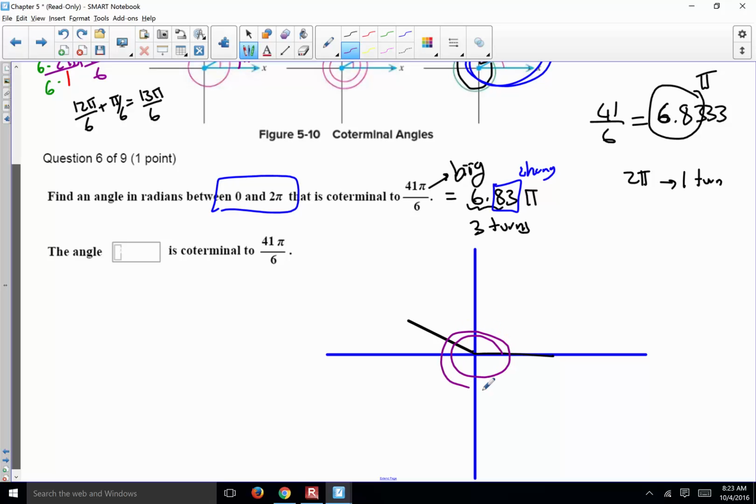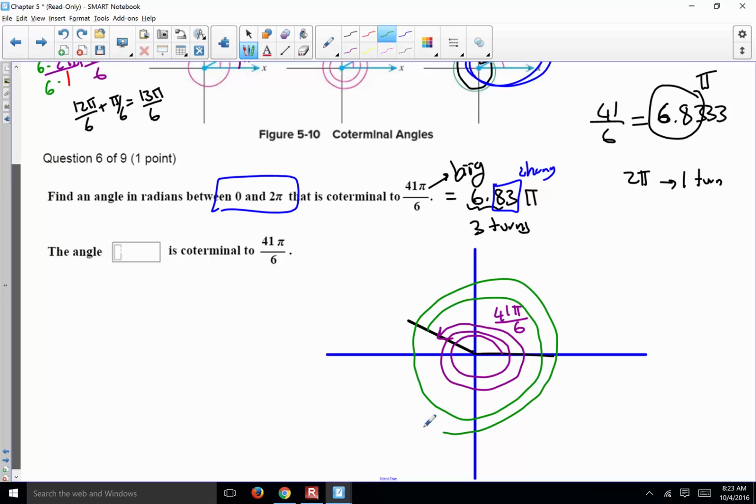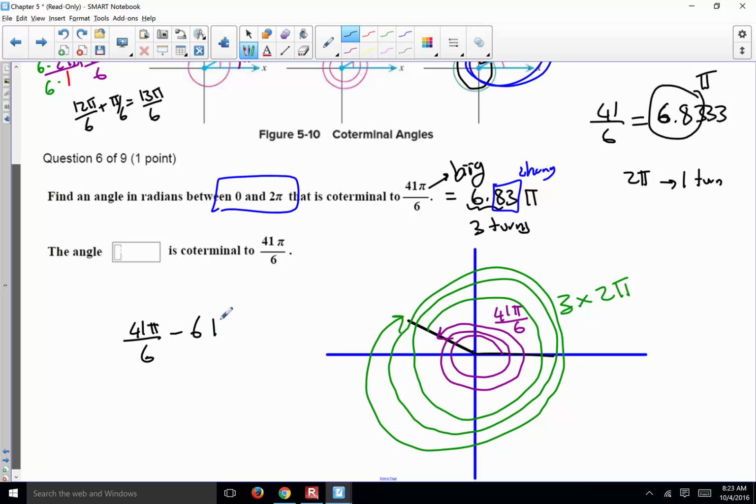One, two, three, and this is 41 pi over 6. You need to now take this back and make it something between 0 and 2 pi. So I need to take 1 back, 2 back, 3 back, and bring it here. So 3 back means 3 times 2 pi, so I need to subtract 6 pi from this to take it back, because it has excess turns. We don't want so many turns. We want to trim the excess turns and keep only whatever is left.